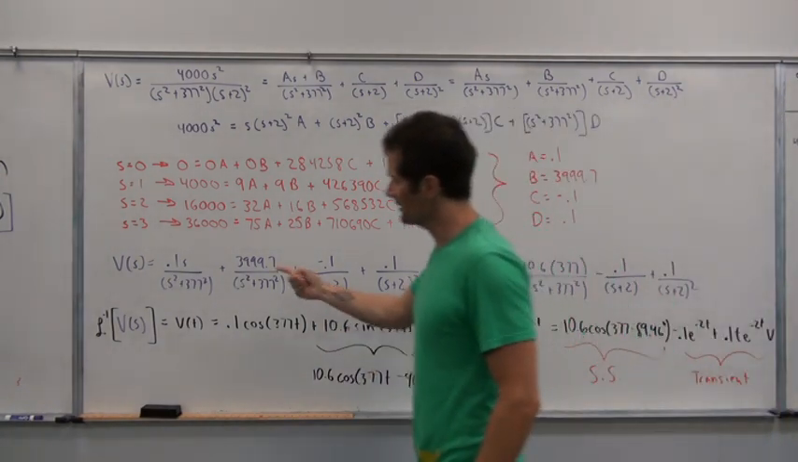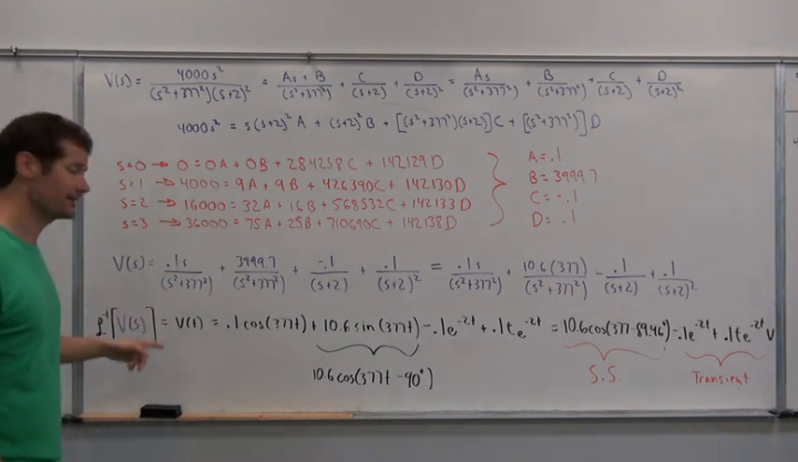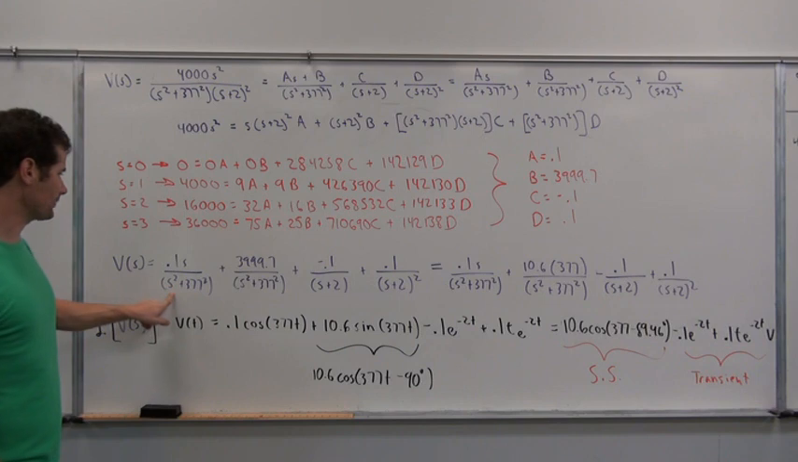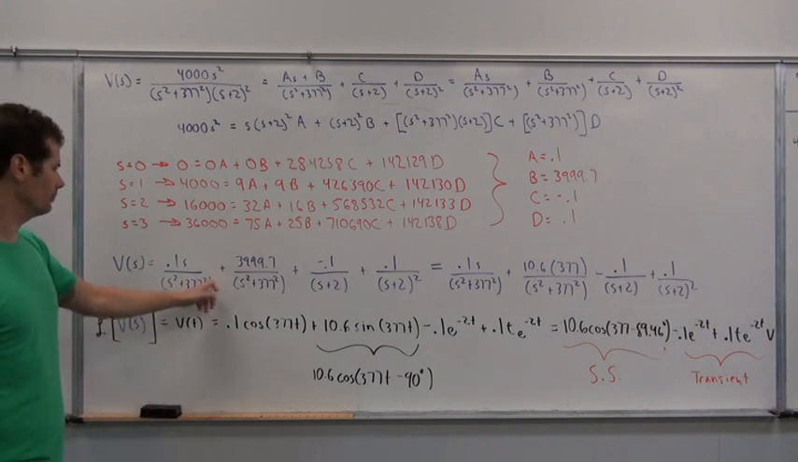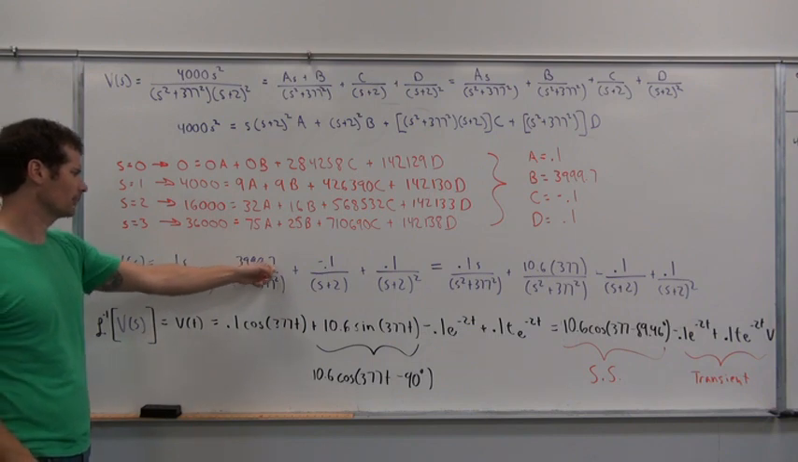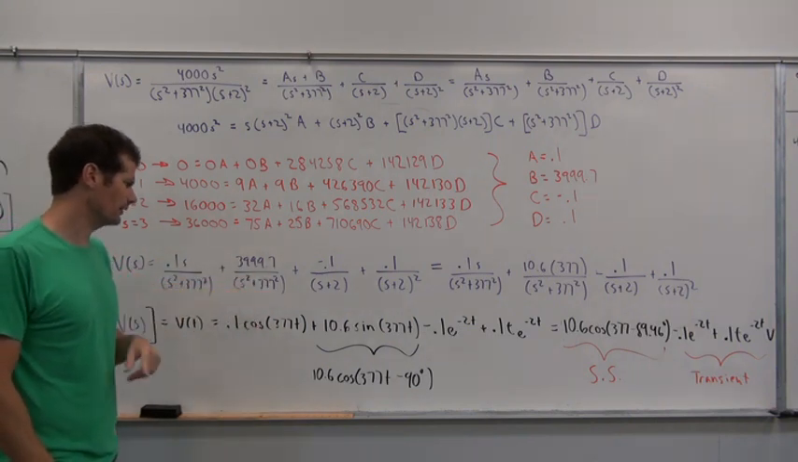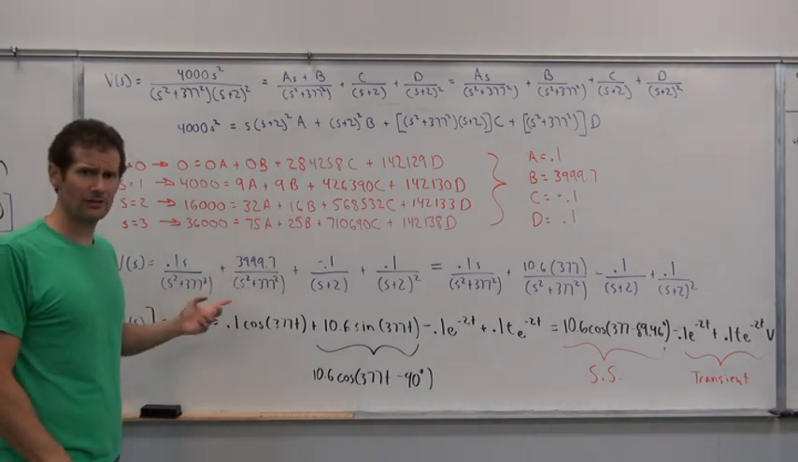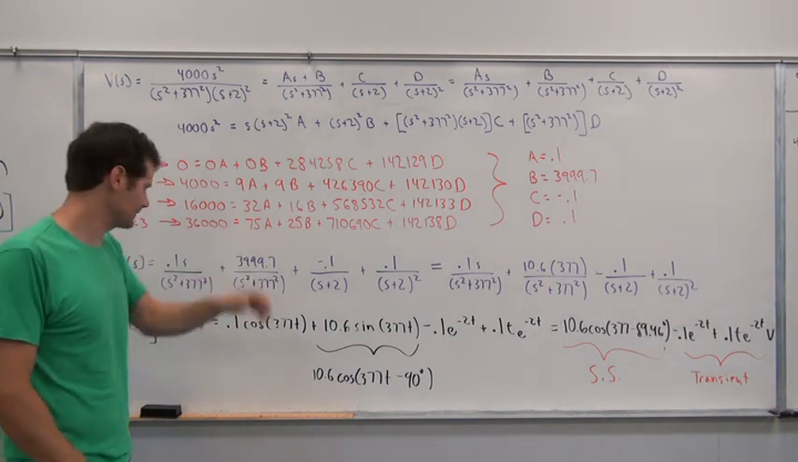So if we go ahead and just substitute that back into this equation that we had up here, we get V of s is equal to 0.1s over s squared plus 377 squared, but note right here, plus 39999.7 over s squared plus 377 squared. How do we take the inverse Laplace transform of that? Let's come back to that in just a sec.